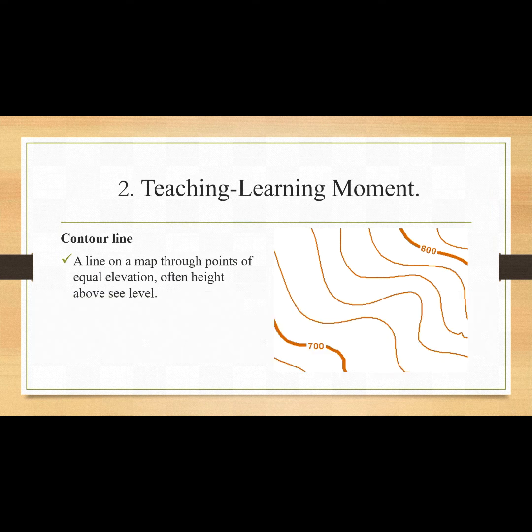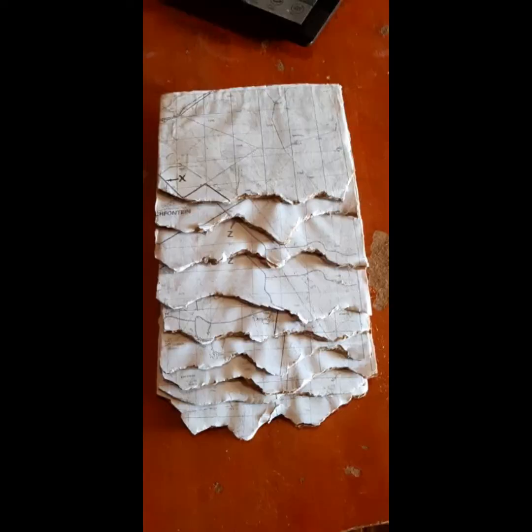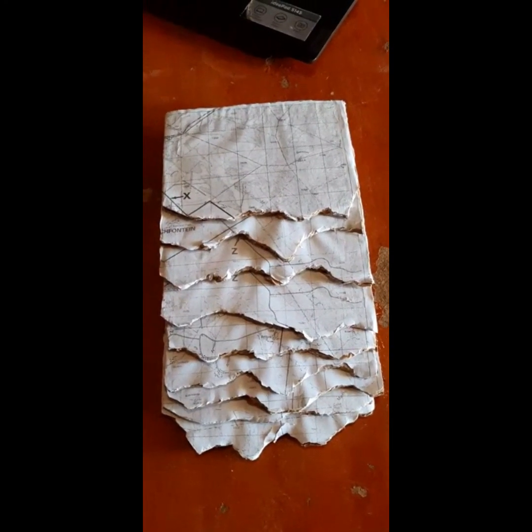Contour line. What is a contour line? A contour line is a line on a map through points of equal elevation, often height above sea level. Thank you for staying tuned with me.